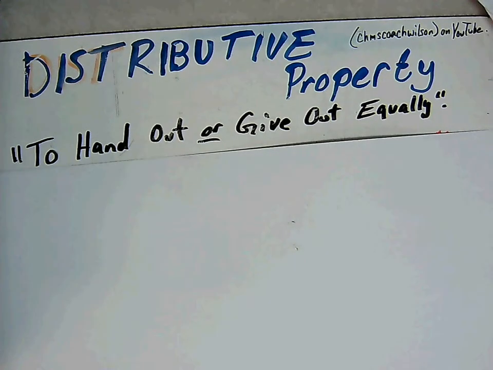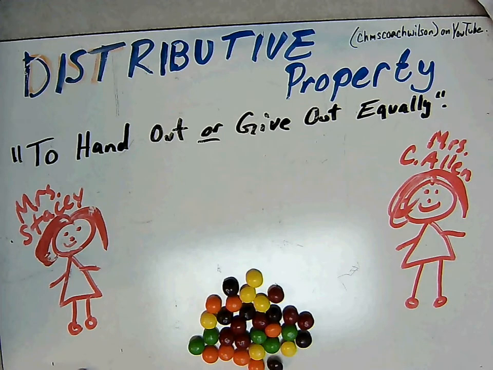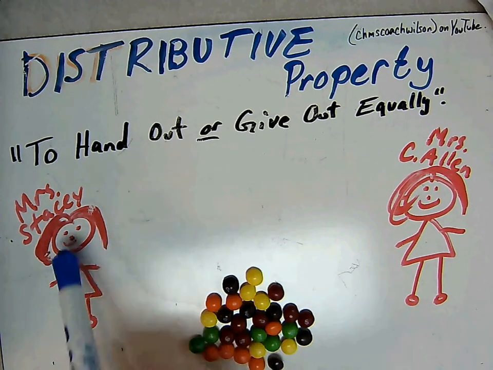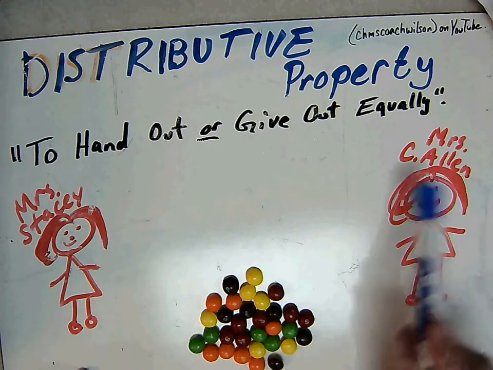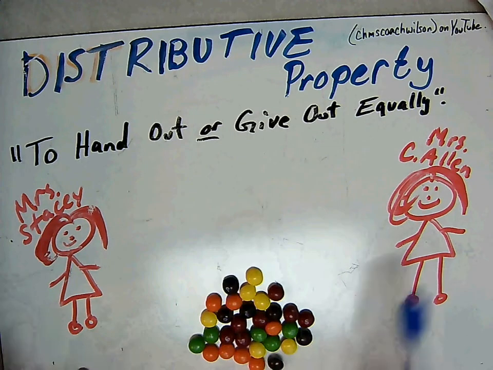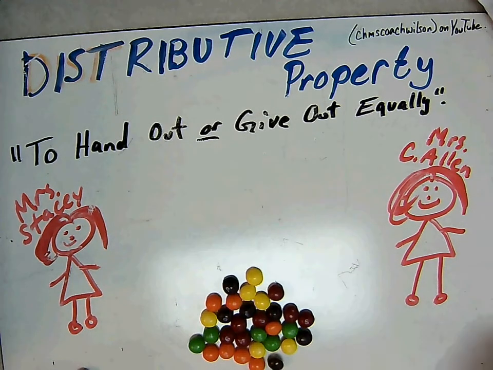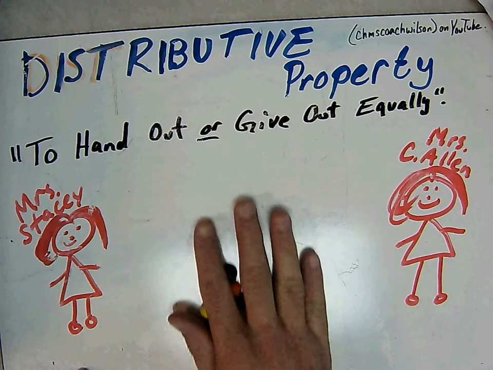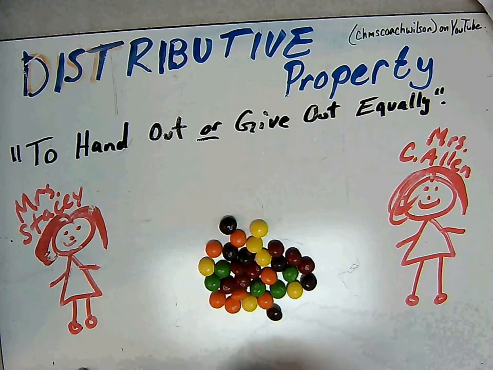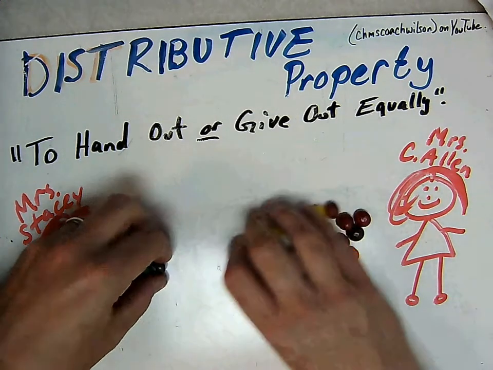Alright, so let's look at this example. Here we have two Pod 7-2 teachers. We have the lovely Miss Stacy and the lovely Miss C. Allen. I was going to put M. Allen, but it's easier to split it two ways than three ways, so we don't want to make anybody unhappy. Now, if I've got all this candy that I want to give to them, all these Skittles, if I want to distribute them, this is not distributive, okay?